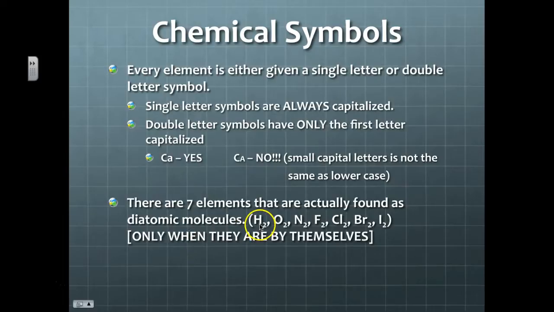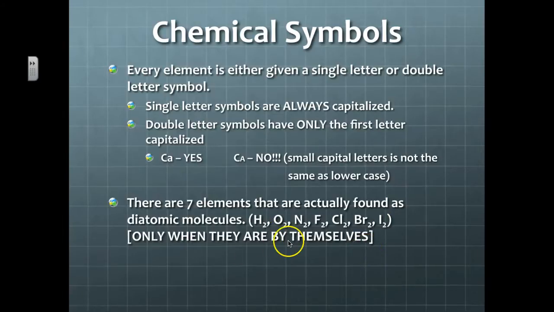So for example, when you have hydrogen, when it's just hydrogen and it's not connected to anything else, usually one hydrogen atom will combine with another hydrogen atom and they'll act as a pair. The same is true for oxygen, nitrogen, fluorine, chlorine, bromine, and iodine. Okay? These are diatomic molecules.